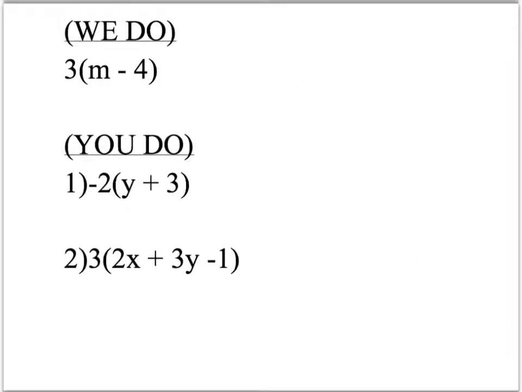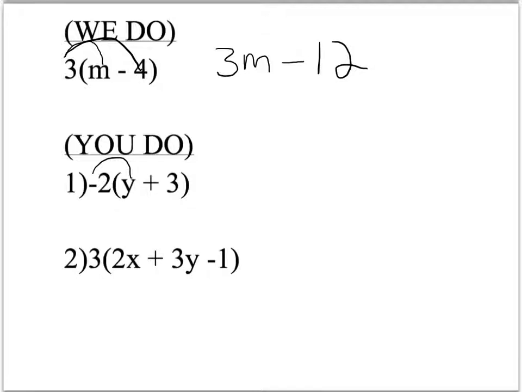Let's do this one together. Let's distribute the 3 to the m. So 3 times m is 3m. We use our minus sign, and 3 times 4 is 12. This is as much as we can simplify here because we cannot combine 3m with 12. What I'd like you to do right now is pause the video for a minute and try numbers 1 and 2 of the you do on your own, and then check your answer.